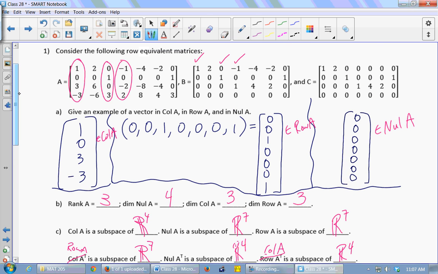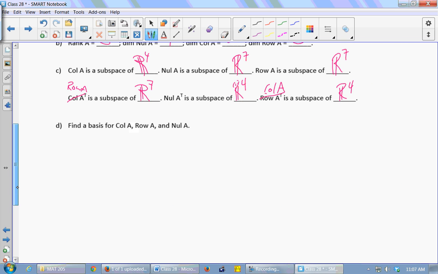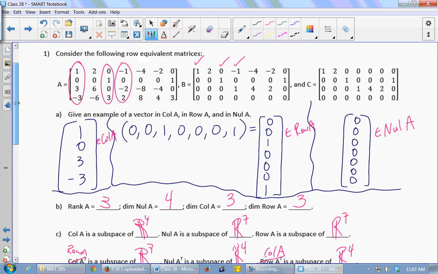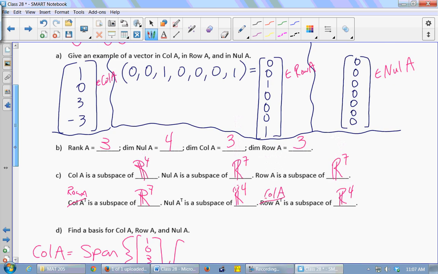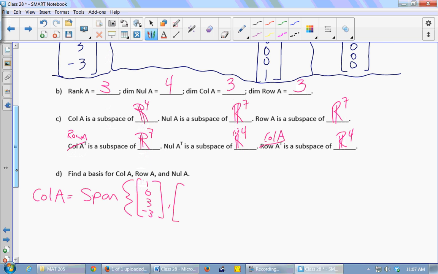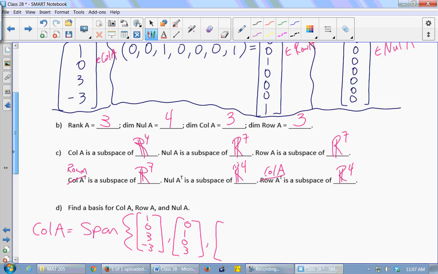A basis is just the columns. The column space of A equals the span of all the vectors in the basis. So I'll write it like that. Col A is the span of the basis, right? And the basis vectors are (1, 0, 3, -3), (0, 1, 0, 3), and (-1, 0, -2, 2).